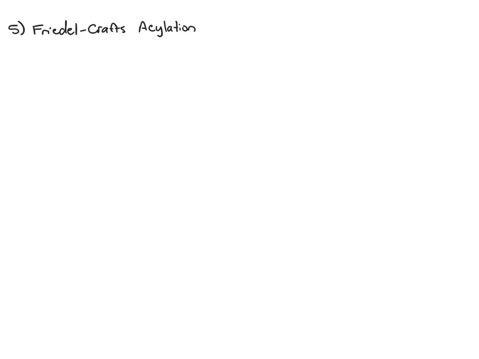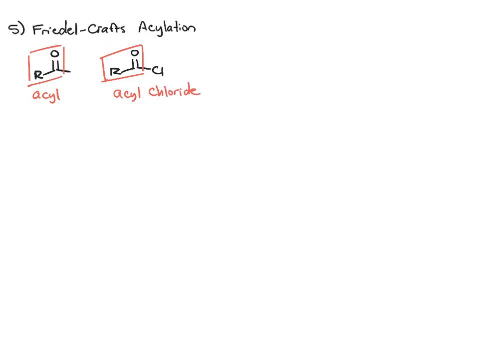The fifth and final reaction we're going to use to put groups on the aromatic ring is a different variation of the Friedel-Crafts reaction. It's the Friedel-Crafts acylation. An acyl group is this carbonyl with a carbon attached. So if you see this attached to something, that's an acyl group. If you have this chloride, that's an acyl chloride. So the acylation puts this entire acyl group on the ring.